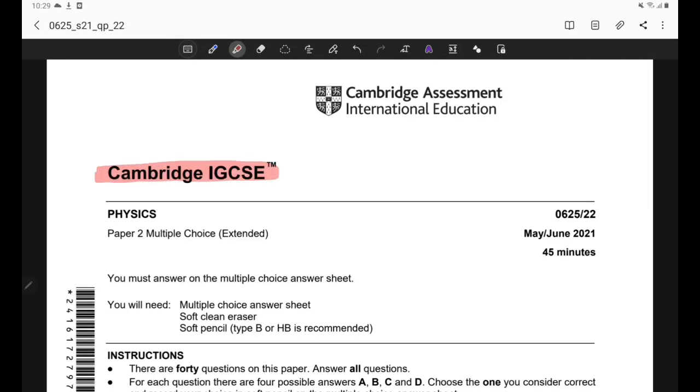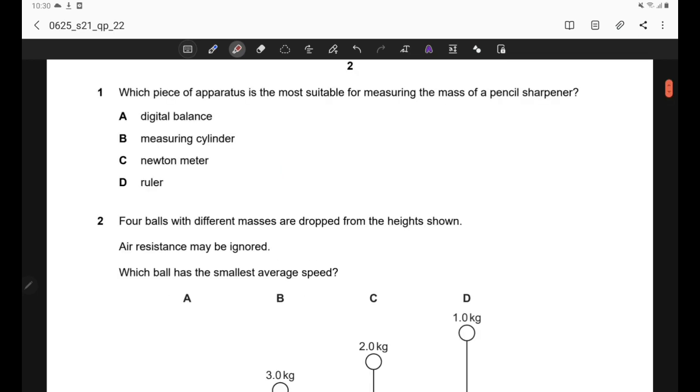Cambridge IGCSE, May-June 2021, Paper 22. Question 1. Which piece of apparatus is the most suitable for measuring the mass of a pencil sharpener?